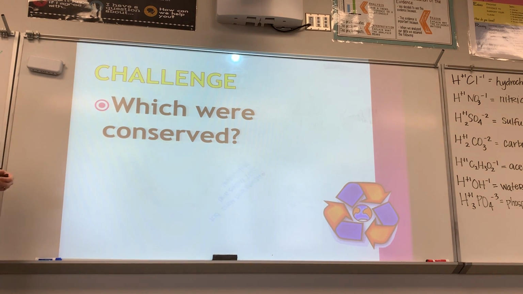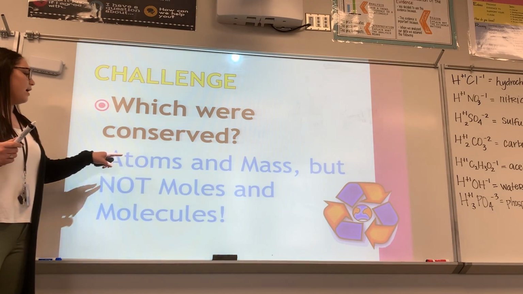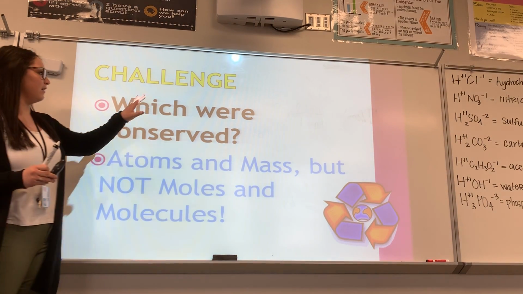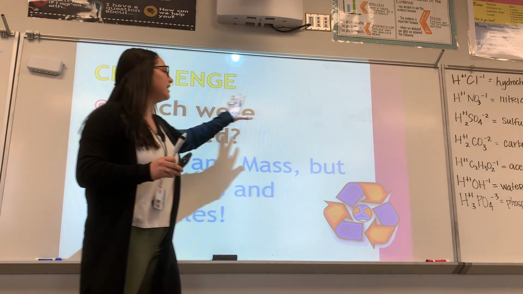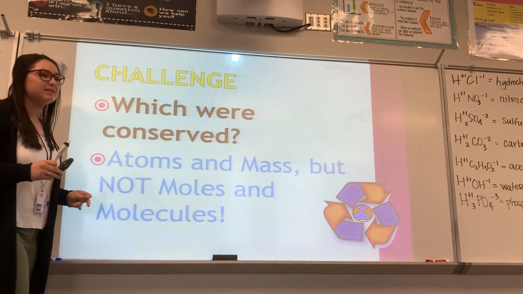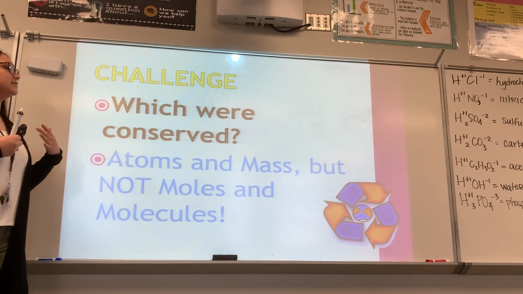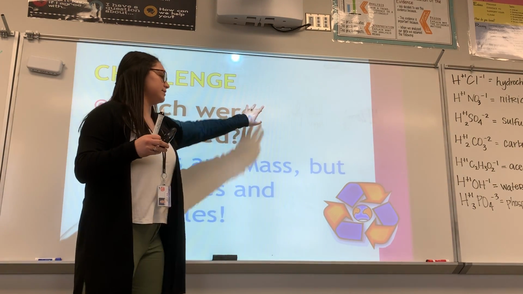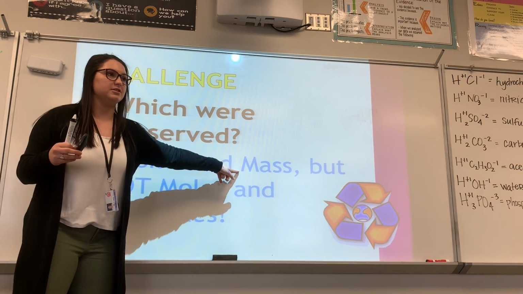In those examples that we have, atoms and mass are conserved. We have to have the same number of atoms on the reactant side as the product side, and we have to have the same amount of them. We have to have the same number of grams on the reactant and the product side. So our atoms and our mass are conserved.